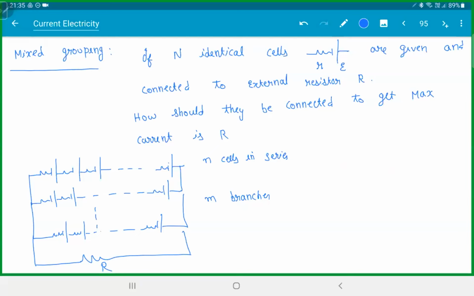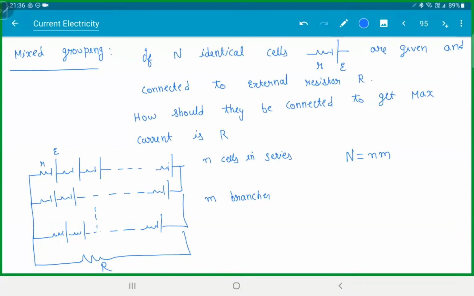Now, since I don't know how to take it, I will assume n in series and m branches. And the total number of batteries is capital N. So capital N should be small n into small m. Total number of batteries should be number of batteries in a series into the number of branches. So now my job is, if I can find the value of n and m, my job is done.